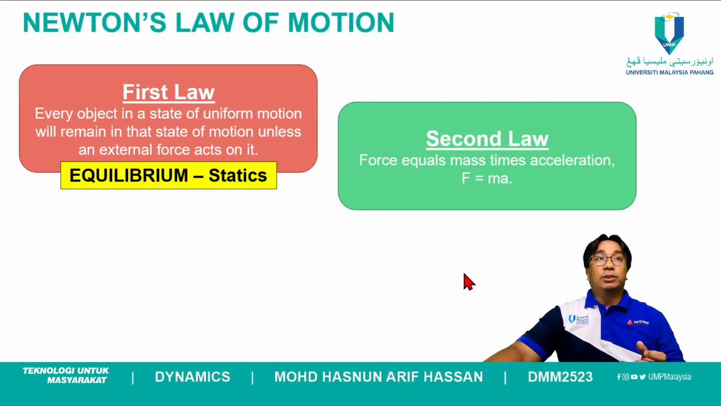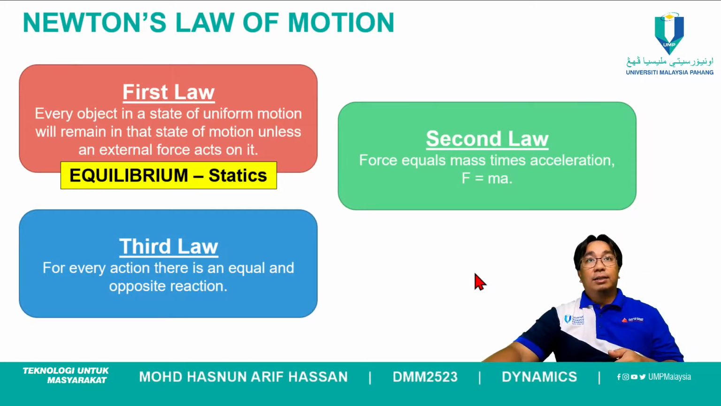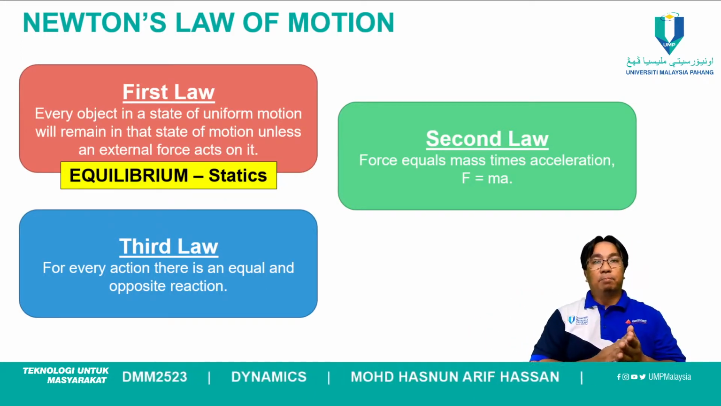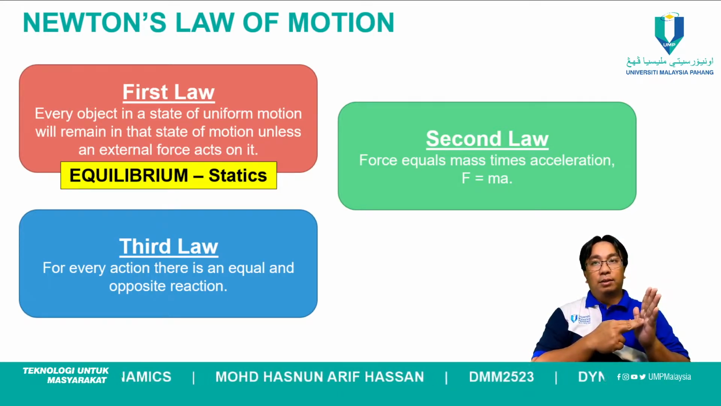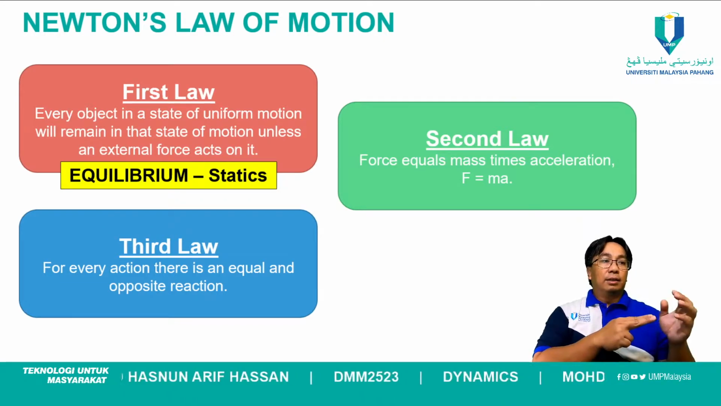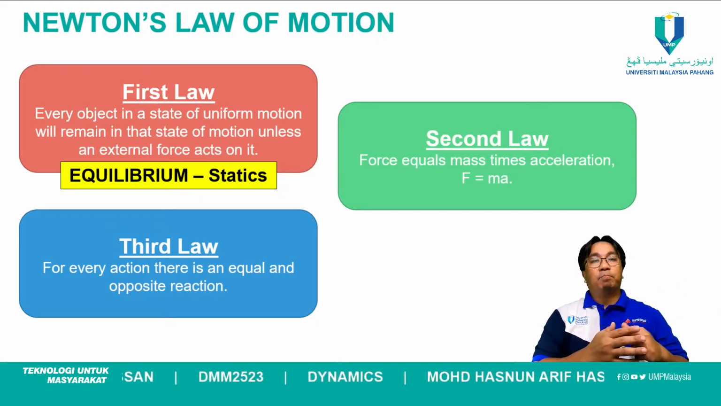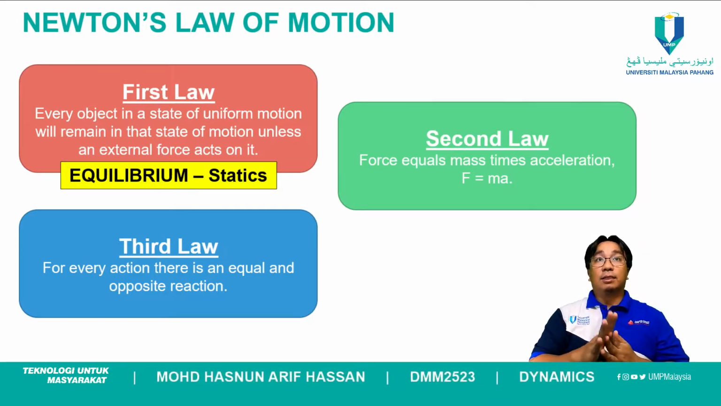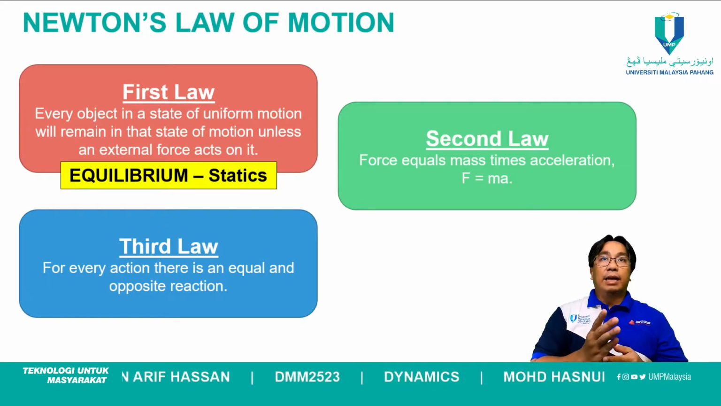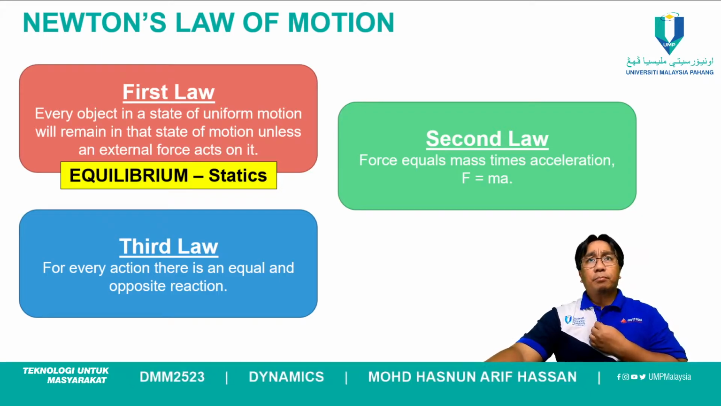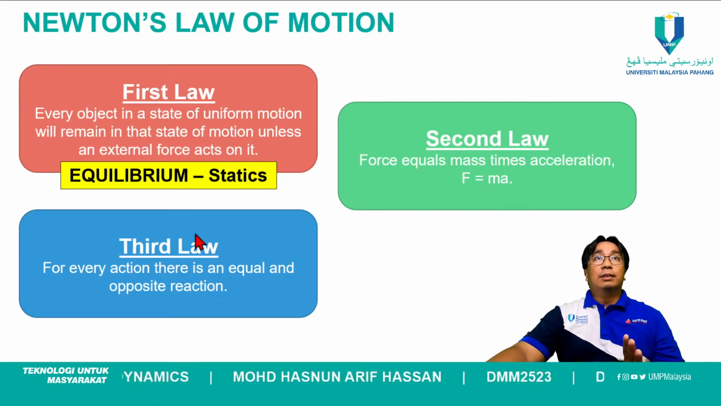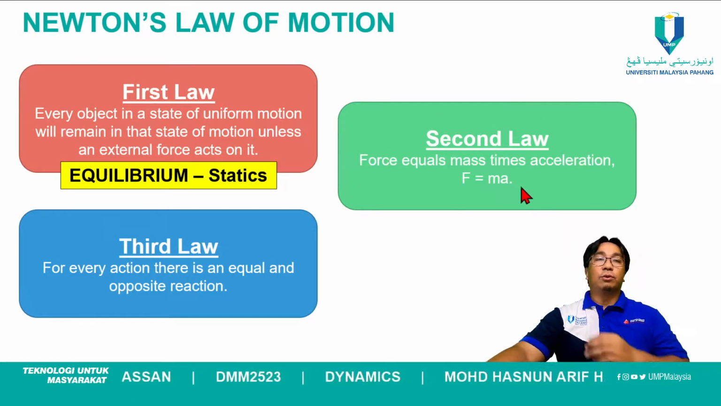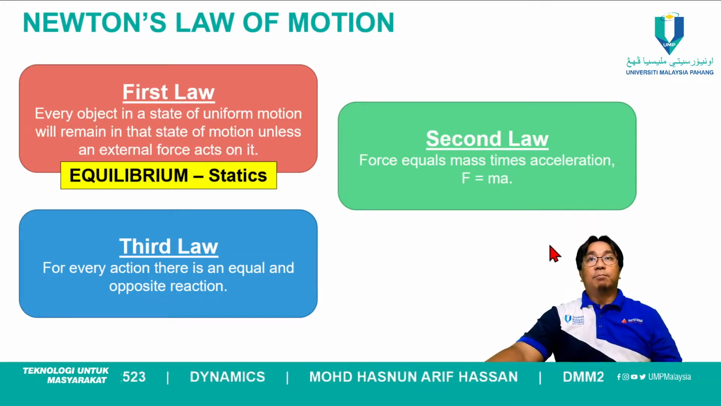The third law of motion states that for every action, there will be the opposite reaction. So if you, for example, push something with, let's say, 50 Newton force, the object will also apply the same 50 Newton force to your finger, for example. For every action, there is an equal and opposite reaction. So basically, ini ialah 3 Newton's law of motion, and we are going to focus on the second law, which is F equals to ma in this chapter number 2.